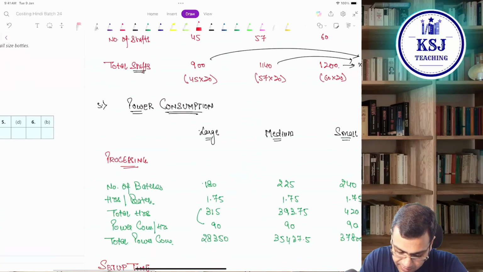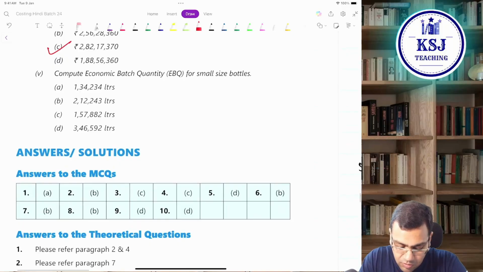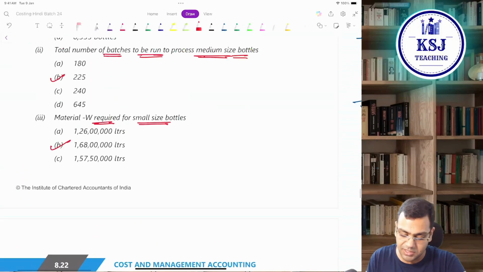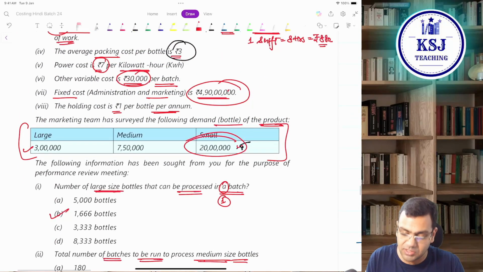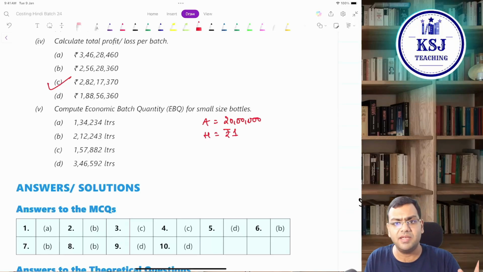Okay sir, fine. Last part of the question: calculate the EOQ, that is EBQ, economic batch quantity, for the small size bottles. For EBQ, what do we need? What is the annual requirement? For small size bottles, the annual requirement is 20 lakh bottles. So A will be 20 lakhs, right? Holding cost is given as ₹1 per bottle per annum. It is already given to you.